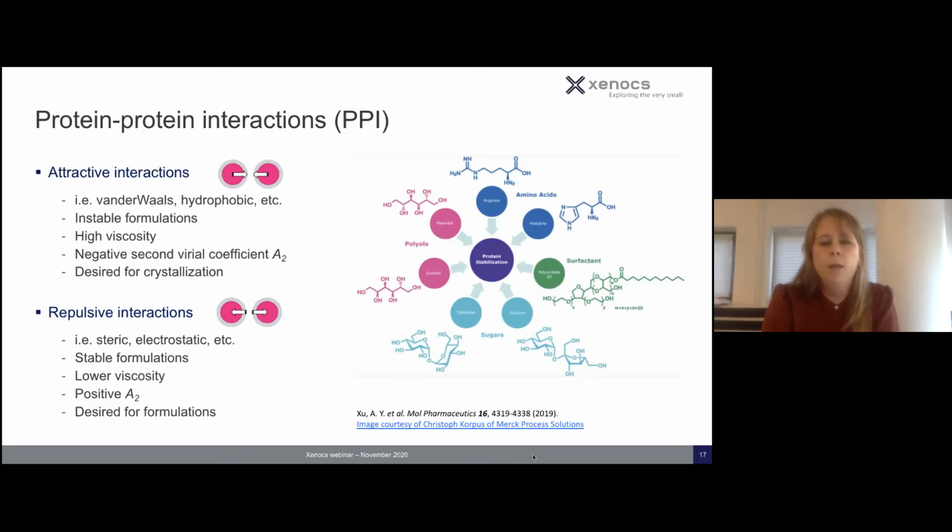Now, PPIs can be modulated with excipients, and these are additions to the formulations that can be, for example, amino acids or some salts or surfactants or even polymers.